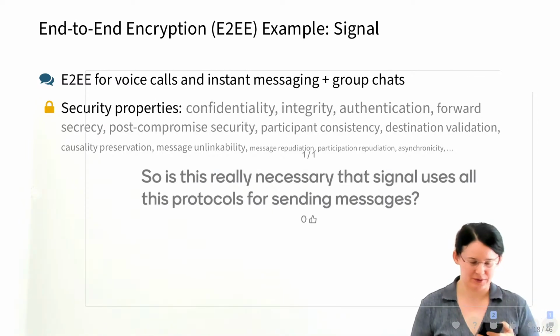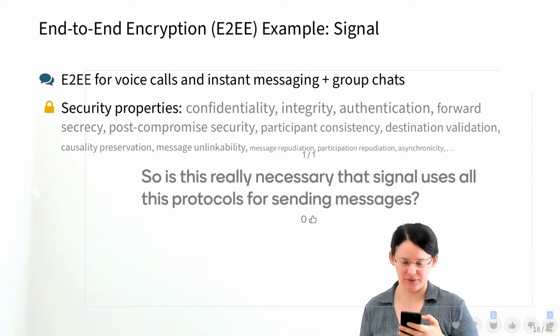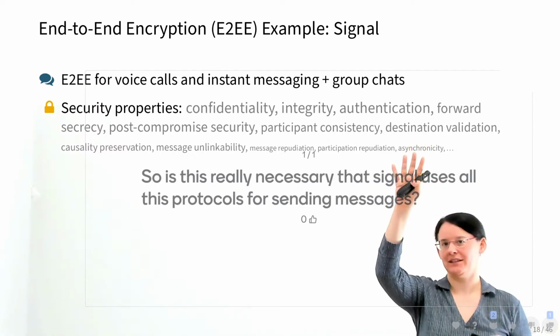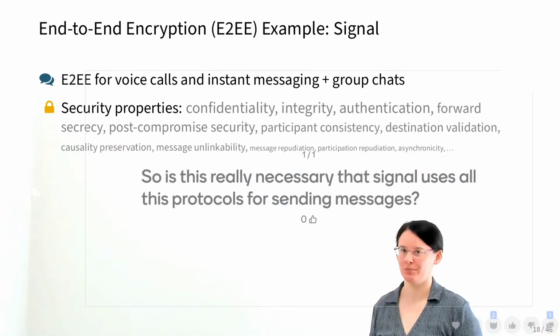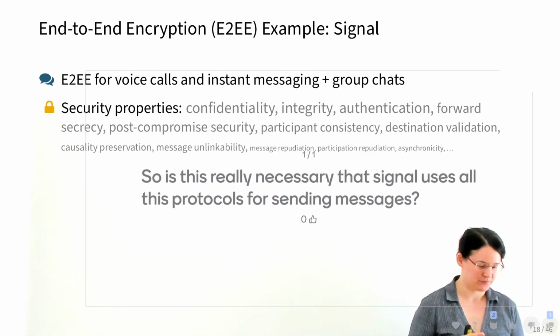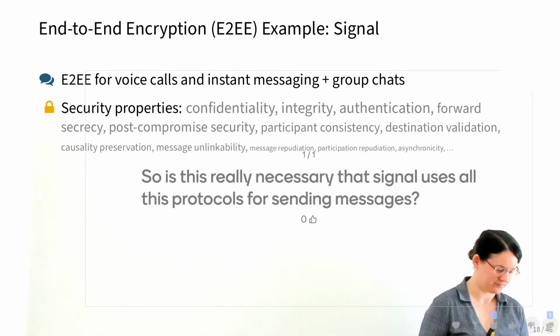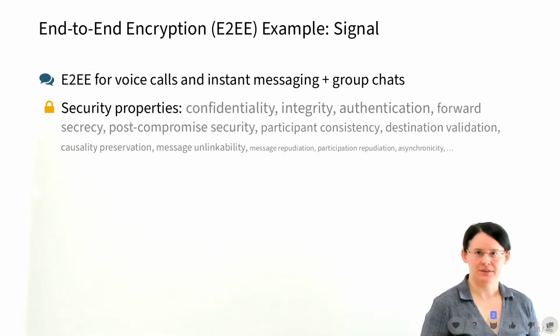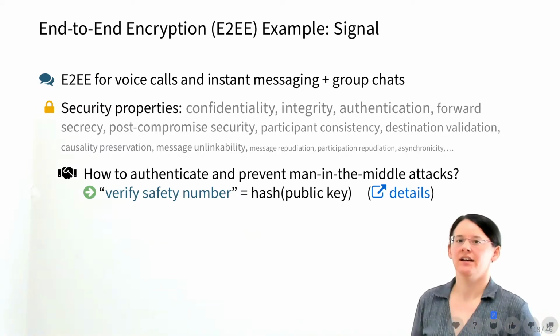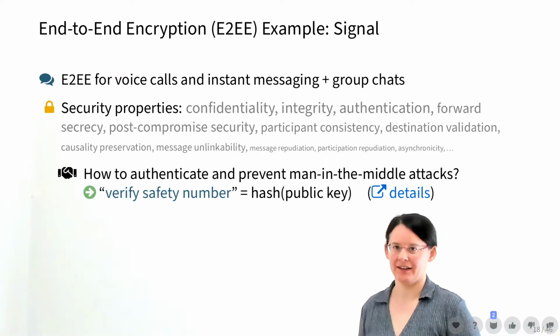There is one other question, whether it's actually necessary that Signal uses all these protocols for sending messages. Well, if it wants to satisfy all of these security properties, then it needs to do all of the stuff that it does. So it's very well thought out generally. So let's have a look at some of the challenges. The first challenge is that you somehow want to authenticate each other, right?